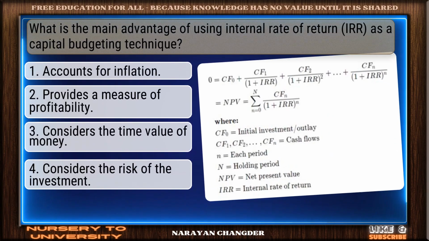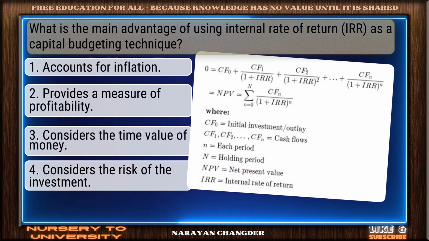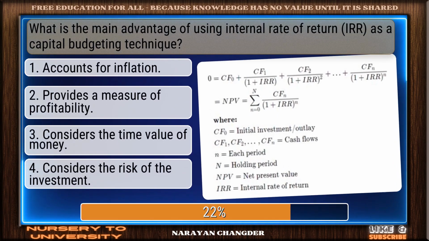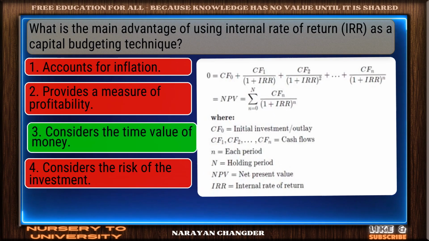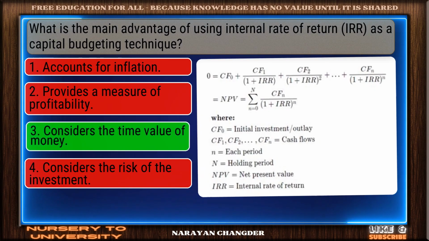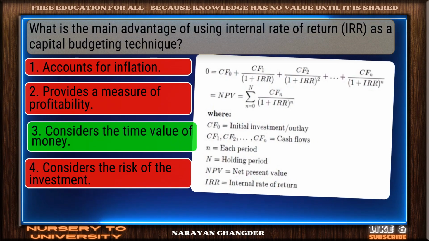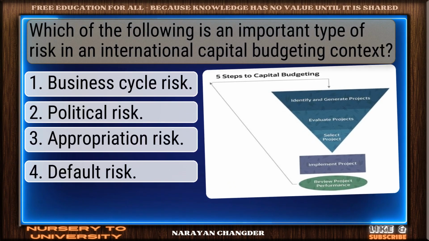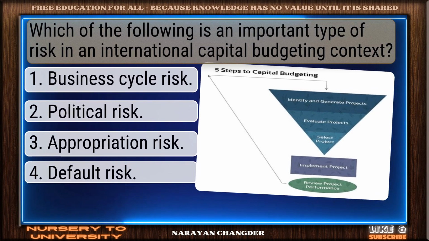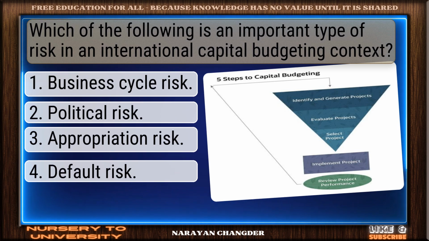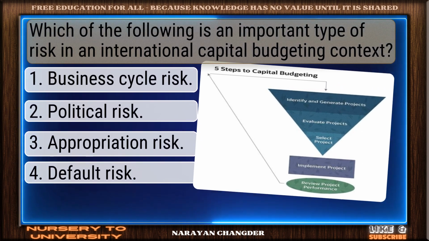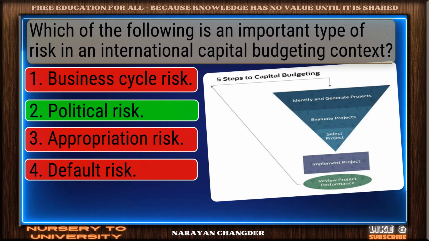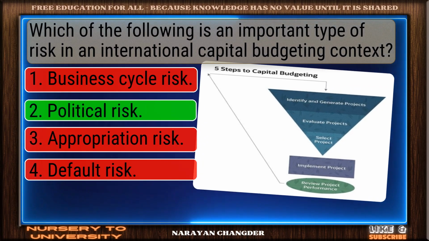What is the main advantage of using internal rate of return as a capital budgeting technique? Excellent choice. Considers the time value of money is the right answer. Which of the following is an important type of risk in an international capital budgeting context? Well picked. Political risk is the correct answer.